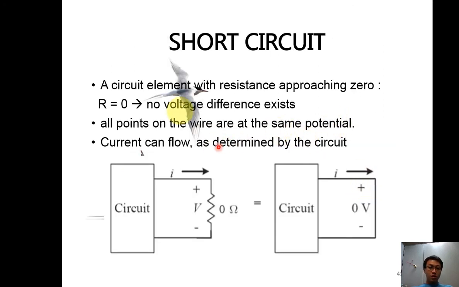Short circuit: a circuit element with resistance approaching 0. So this is 0 ohm, where there is no voltage across it. No voltage difference exists. All points on the wire are at the same potential. No matter if this one is 5 volt, this will be 5 volt, this will be 5 volt. No difference. It's not like a waterfall. Current can flow as determined by the circuit. Current can flow through. This is called a short circuit.